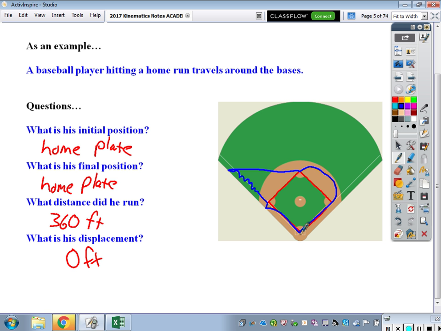Did he travel a greater distance that time around? Yeah, absolutely. What's his displacement? 0. Okay? Because in displacement, we care not about the path that you take. It is simply about where you start and where you finish.